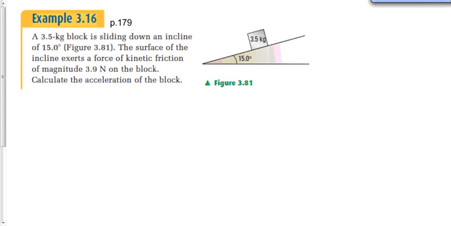Here's the deal. We have a force of friction acting on the block. We know that force of friction is going to oppose the motion of this block. Which way does this block want to move? In the absence of friction, which way would it move? If friction wasn't there, it would move, good, down the slope. Good. So friction has to act up the slope, right?